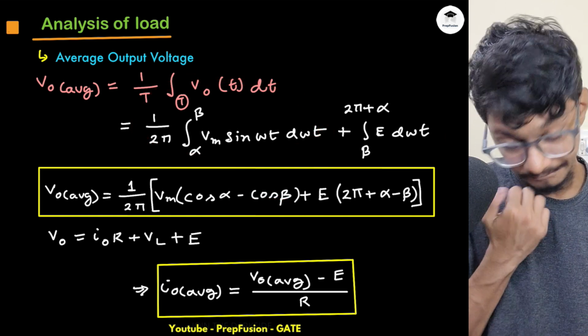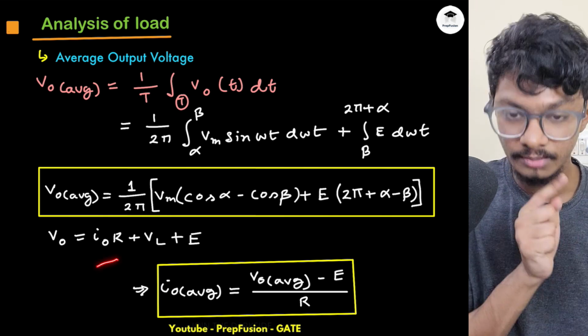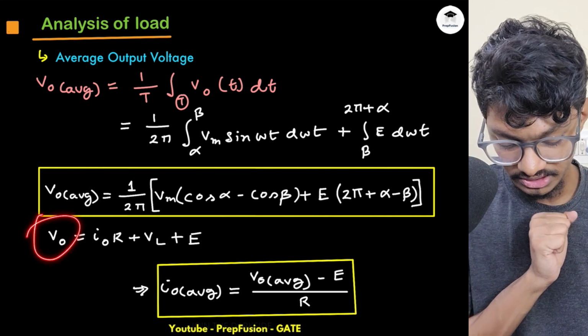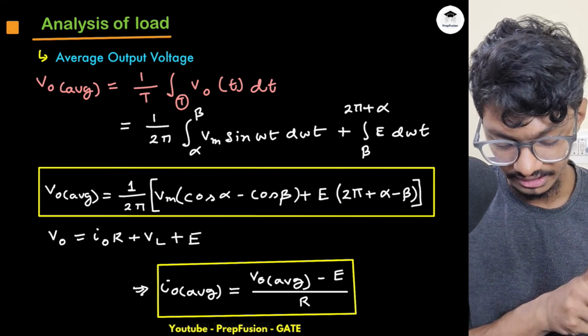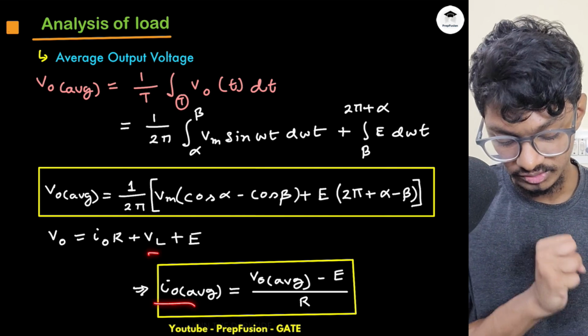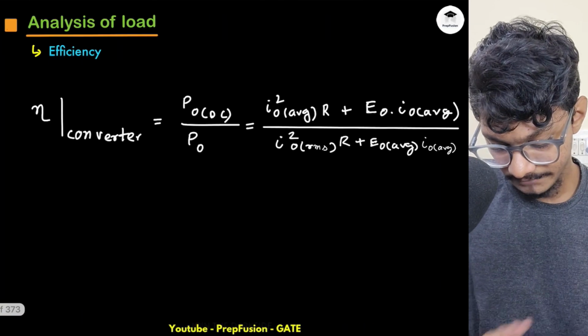And what will be your IO average? VO will be equal to IO into R plus VL plus E, and if I take the average on both sides, obviously my VO average will be equal to IO average into R plus VL average, which is 0 due to the volt second criteria, plus E, since the average of a constant number is that number itself, E. So overall IO average will be equal to (VO average minus E) by R.